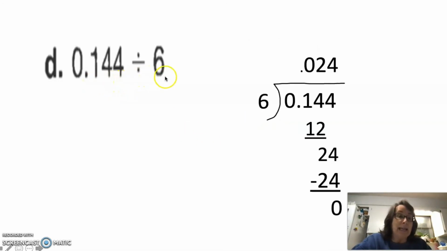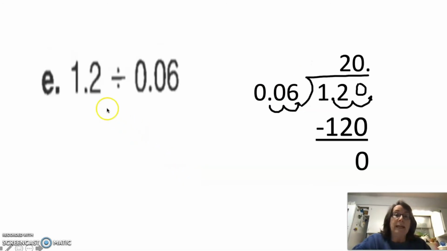0.144 divided by 6. Okay, 0.144 divided by 6. 6 goes into 14 2 times. 2 times 6 is 12. Subtract, we get a 2. We bring down the 4. 6 into 24 is 4. And notice that we're dividing by a whole number, so the decimal goes straight up, and we get 0.024.